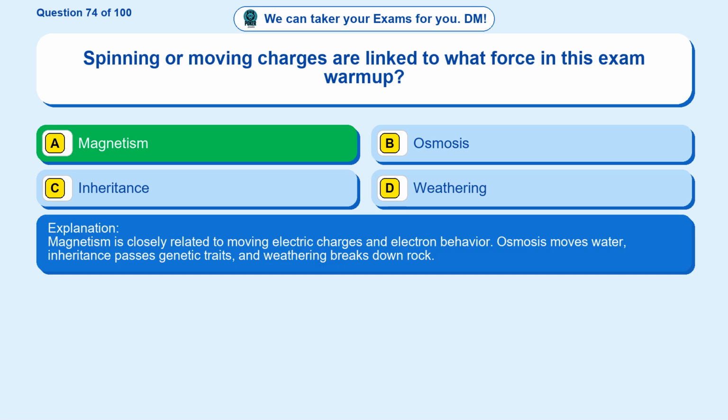Magnetism is closely related to moving electric charges and electron behavior. Osmosis moves water, inheritance passes genetic traits, and weathering breaks down rock.